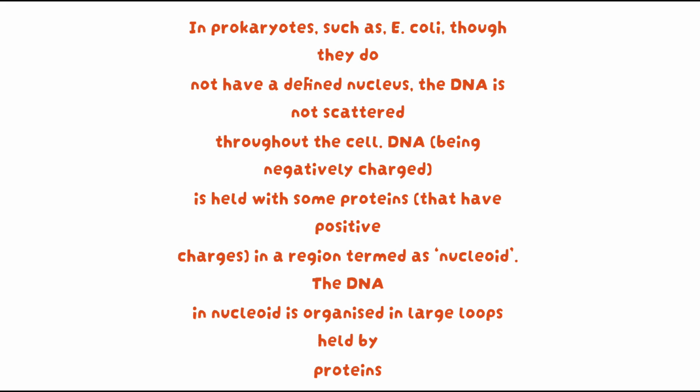In prokaryotes such as E. coli, though they do not have a defined nucleus, the DNA is not scattered through the cell. The DNA, being negatively charged, is held with some proteins that have a positive charge, in a region termed the nucleoid. So DNA as a nucleoid is organized in large loops held by proteins. Then there are non-histone chromatin proteins. This is in a typical nucleus.